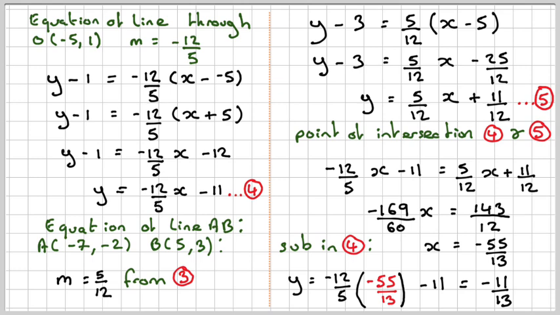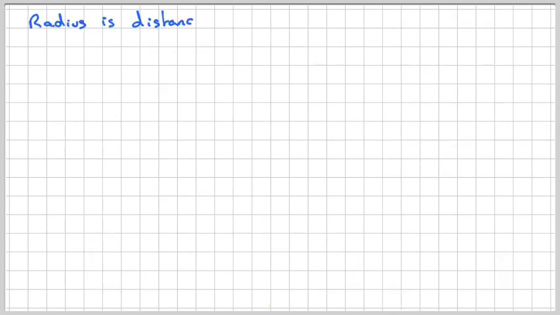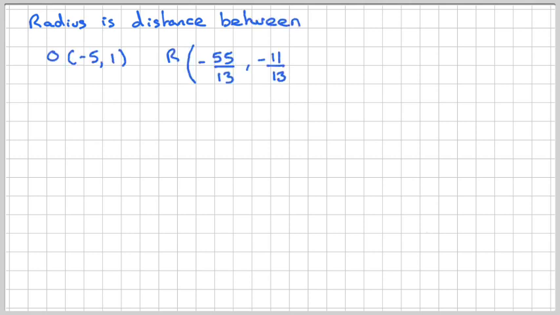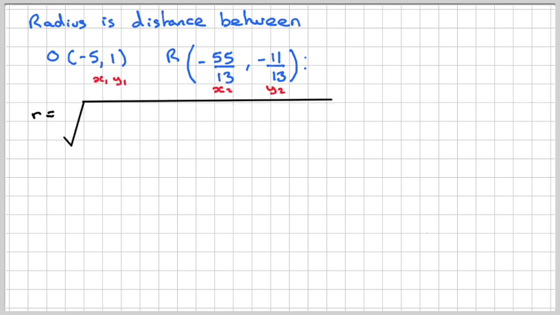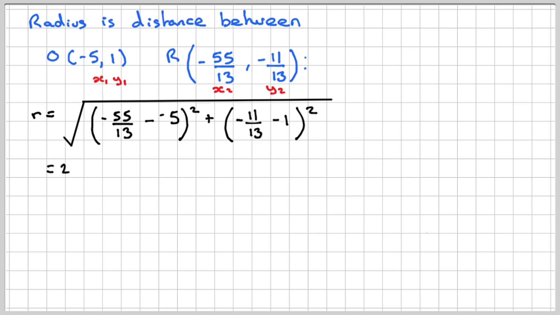Right, so we've now got a new point to find the radius. It's going to be the distance between O, the centre of the circle, and that point we found on AB, which is (minus 55 over 13, minus 11 over 13), which is point R on the diagram. Using the distance between two points, we're going to have (minus 55 over 13 minus minus 5) all squared, plus (minus 11 over 13 minus 1) all squared, which will give me 2. That's nice and convenient, which is what we thought it would be.